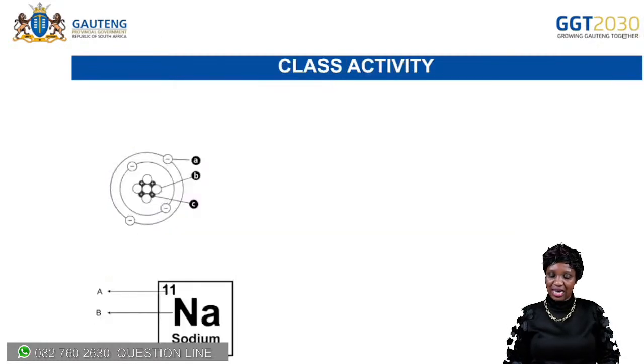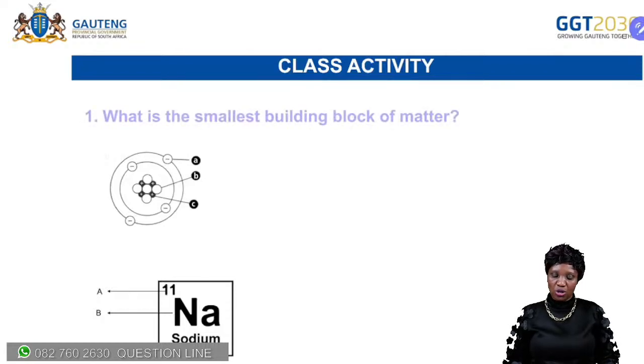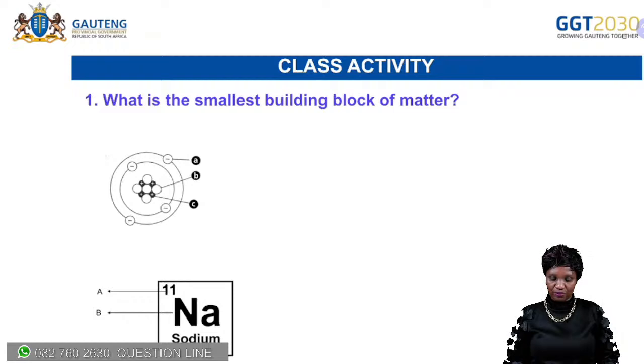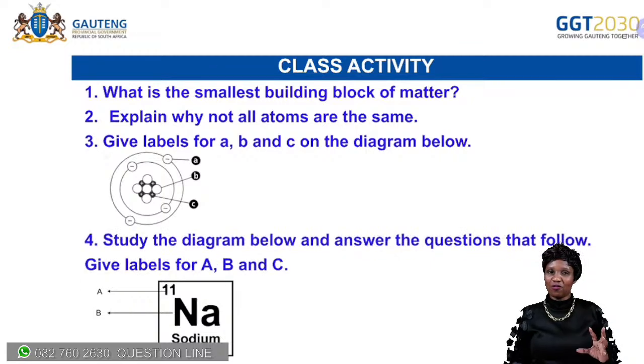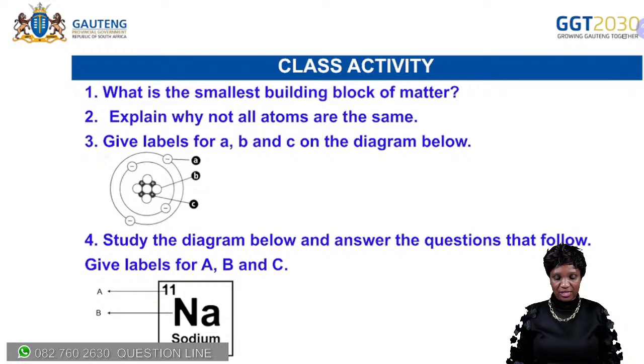And then we've got a class activity, which we are going to write just now. Okay, I'll give you 5 minutes to answer the questions. Let us start writing, but first of all, let's read the questions together. Question number 1 says, what is the smallest building block of matter? Question number 2 says, explain why not all atoms are the same.